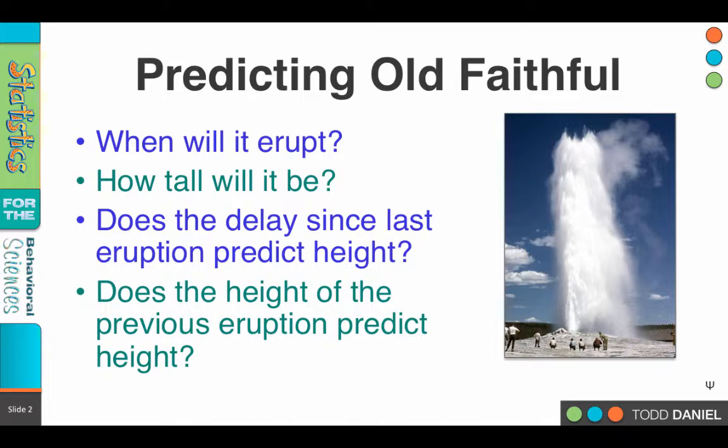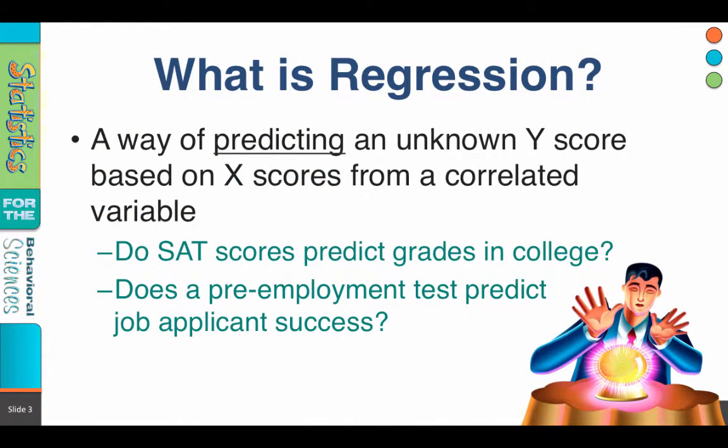So we can measure two things, time and height. And we want to know something about the relationship between these variables and what each of them could predict about the other. Enter regression. Regression is a way of predicting an unknown y-score based on x-scores from a correlated variable. So what we do is we use correlation to establish the relationship between x and y, and then we use what we learned from the x-scores to predict y-scores that haven't happened yet.